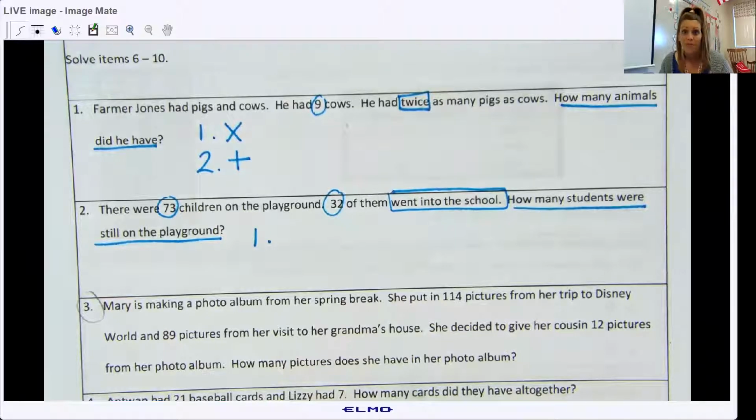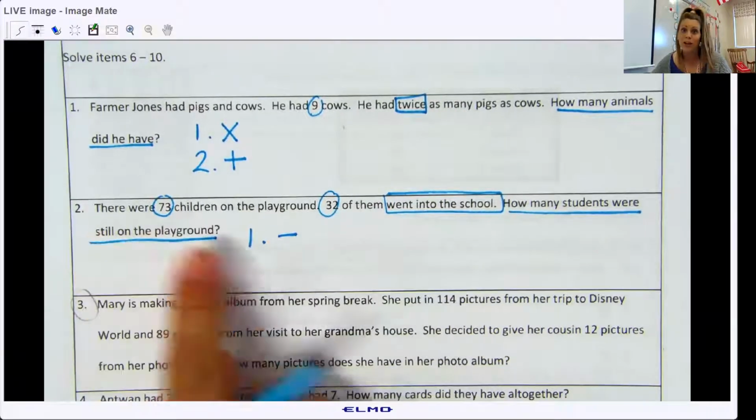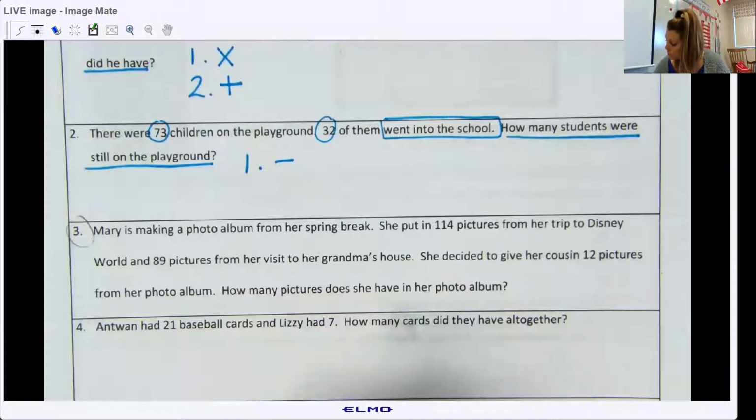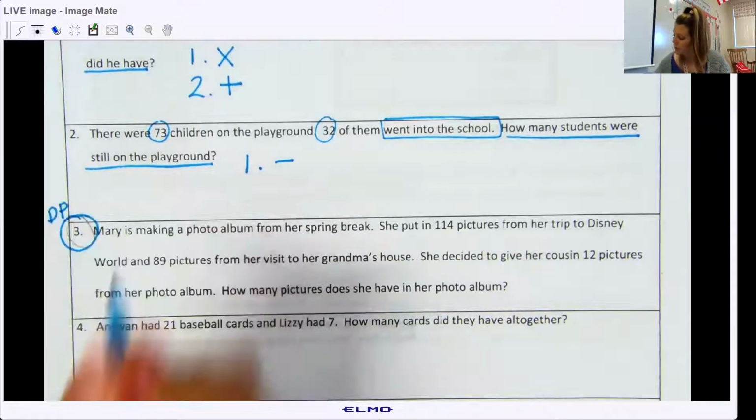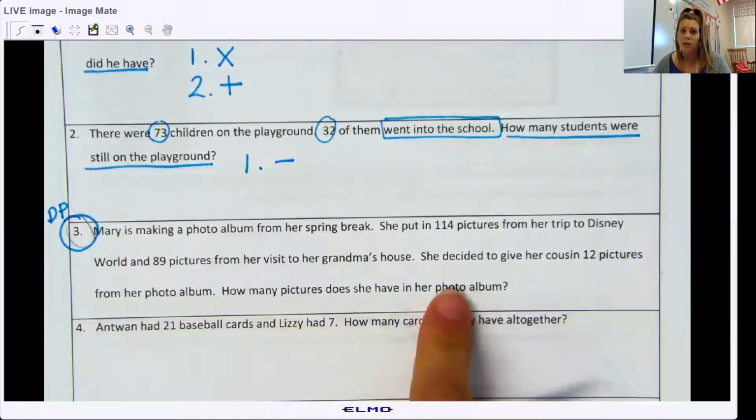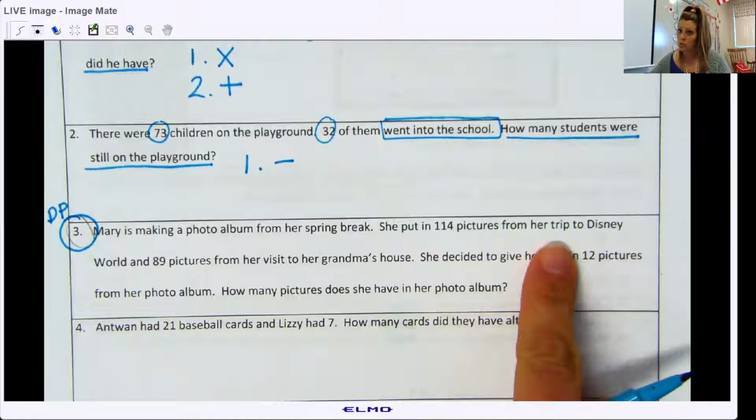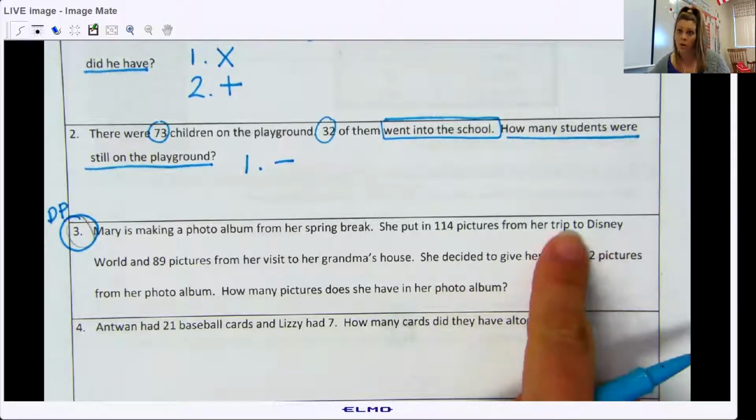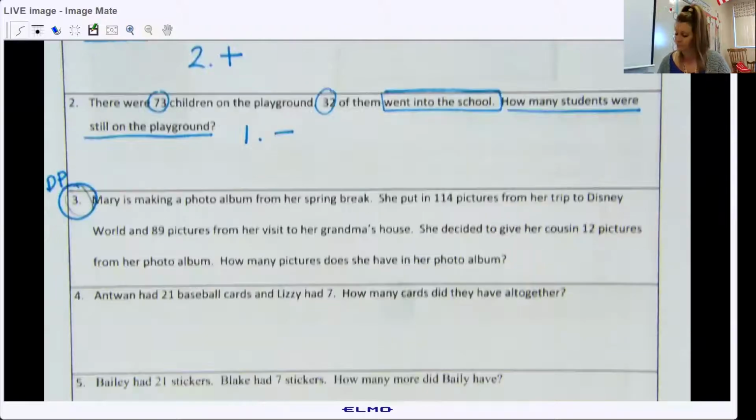What are we doing? We're subtracting. So next to number 1 for number 2, you should have written a minus sign. All right, you are going to do number 3 on your own. Circle it and write a DP. Remember, when you post your answer, I want to either see 1, 2 with the symbols you'd use, or just 1 with the symbol. Okay, I'm not even going to read it. We're going to keep moving on.